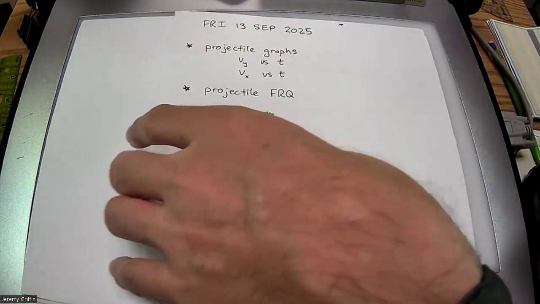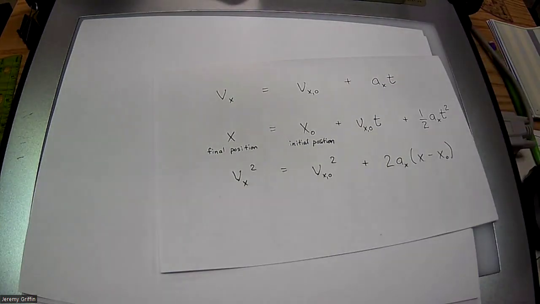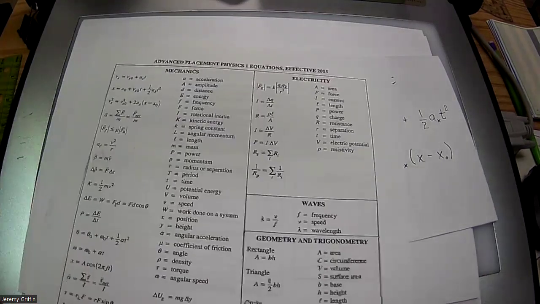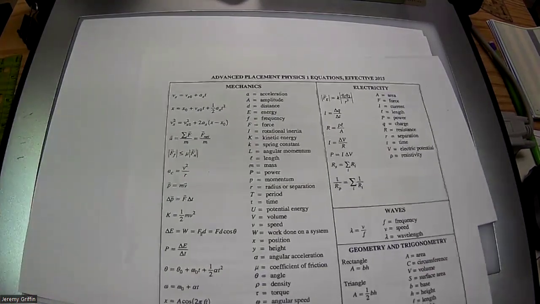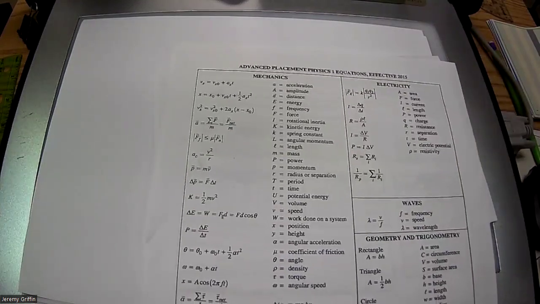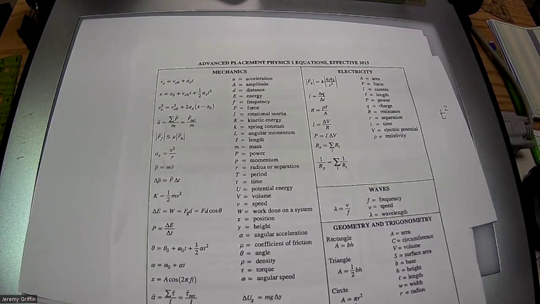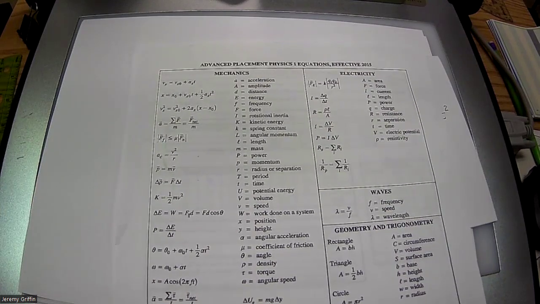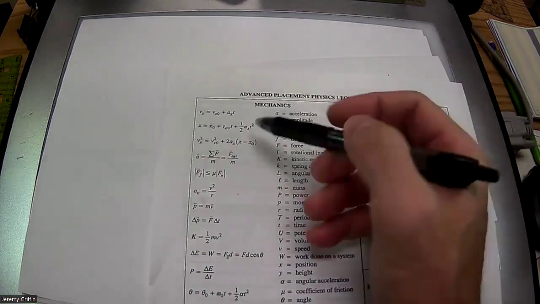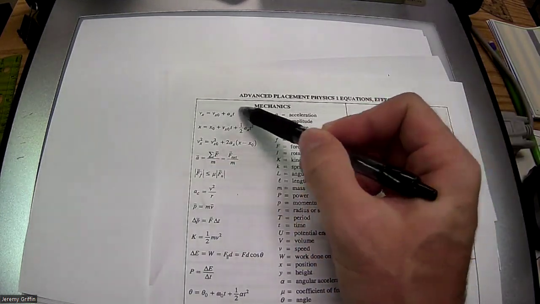Actually, right before these projectile graphs, they point out something on your AP equation bank. So guys, if you look at these equations, this is what AP allows you to use during the exam. It's like an open formula page. So it's probably good to know what formulas are where, and then as the year goes on, how to use all these. But pretty much, here's where we are so far in the class.